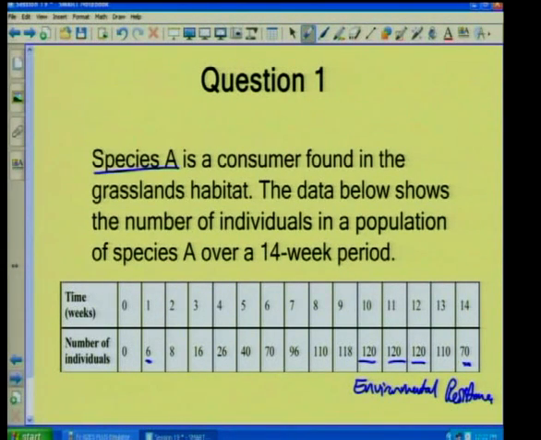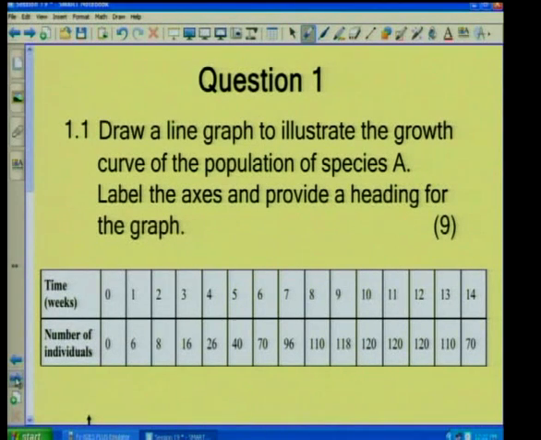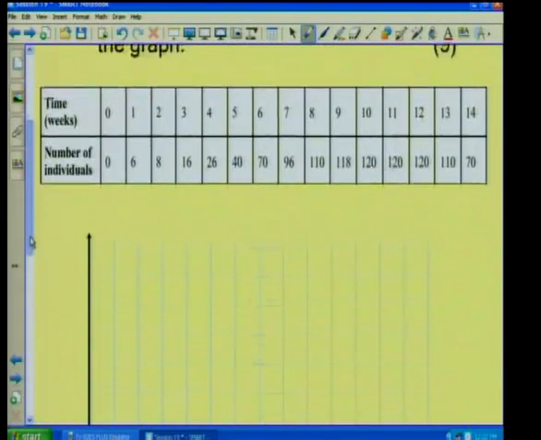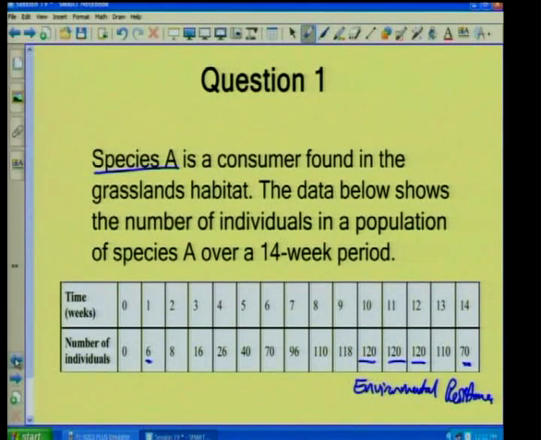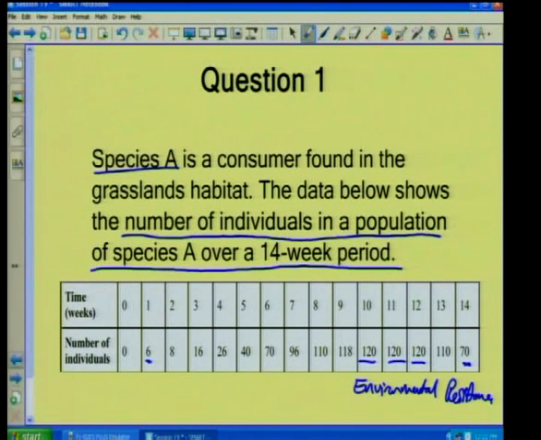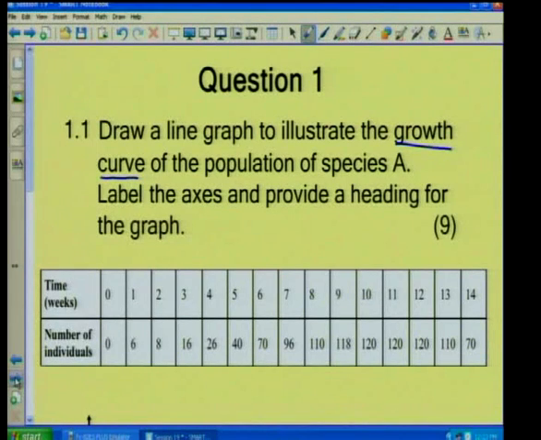Okay, now having looked at this, we go on to our first question, and it says, draw a line graph to illustrate the growth curve of the population of species A. Label the axes and provide a heading for this graph. Now here is our graph here. If we go back to the previous question, it says the data shows the number of individuals in a population of species A over a period of 14 weeks. Okay, that would be your heading. They always give you your heading anyway.